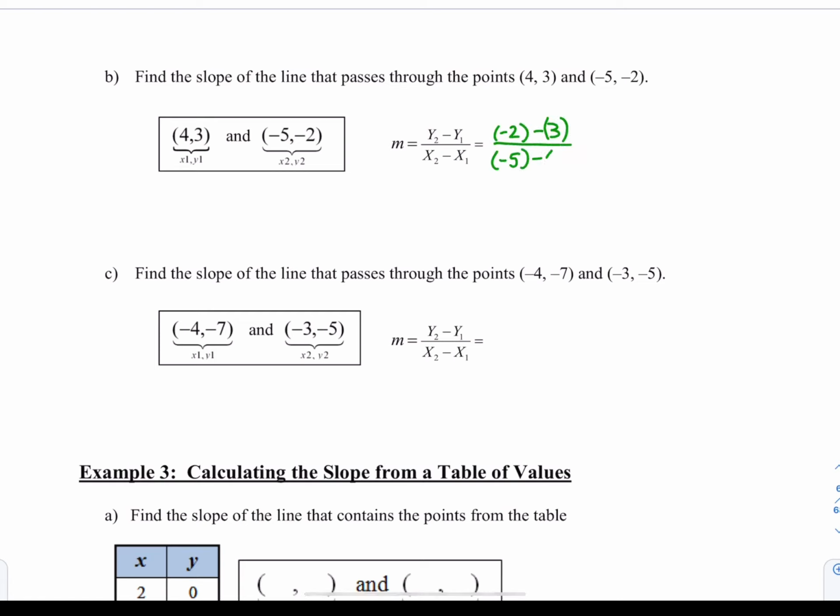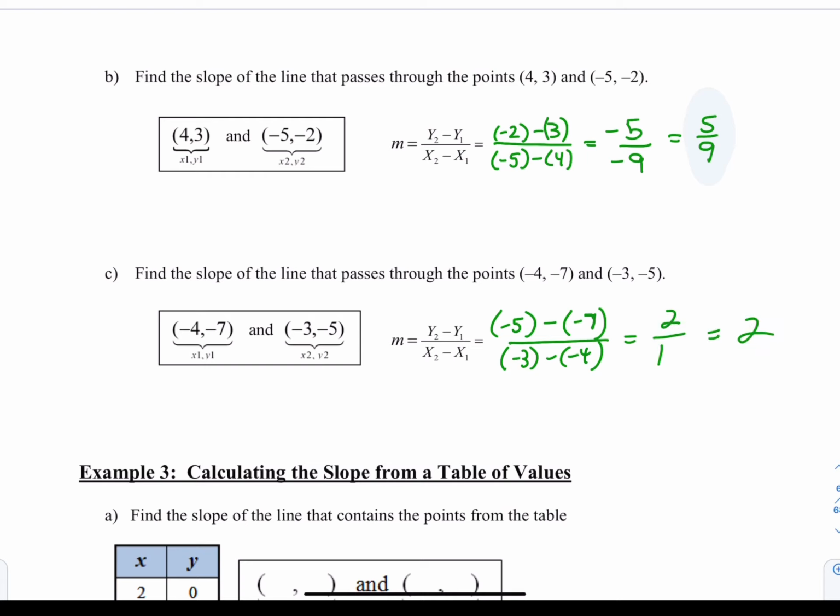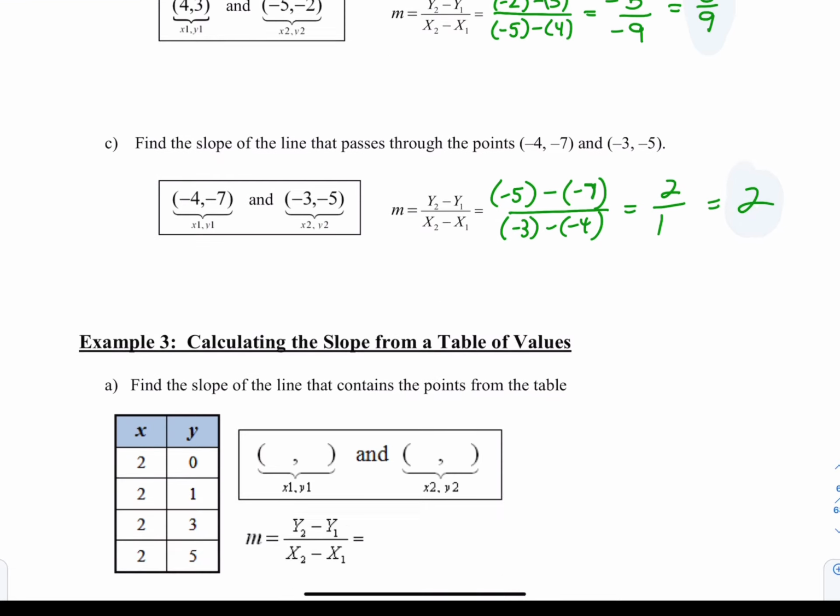Another quick example here, taking 2 points, putting the values in the proper place, we get a negative 5 over negative 9. A negative divided by a negative is always positive. 5/9 is the slope. And again, we don't have a graph to work with here, so just using the formula to get us the slope, we get a 2 over 1, which would also just be known as 2. A slope of 2.